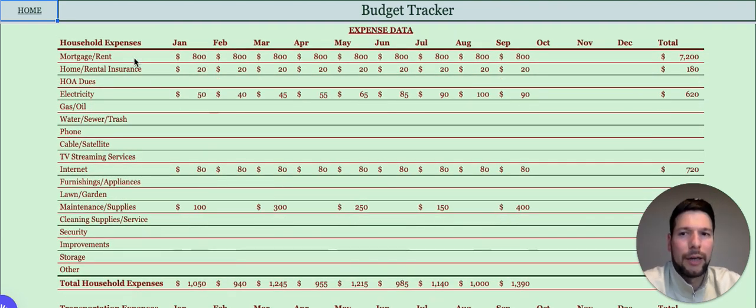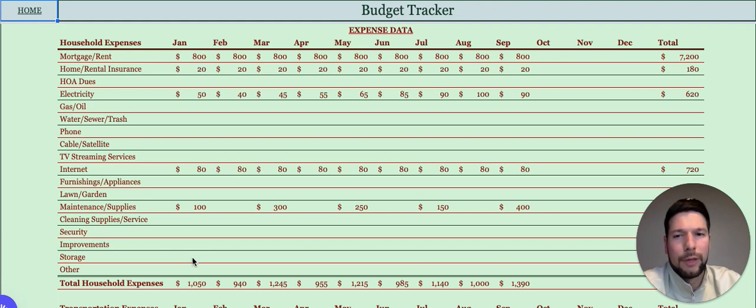So this is what I was talking about. You have the high-level category of household, but then all the different things that fall under the household category. Things like your mortgage and your rent, your insurance, if you have an HOA, electricity, all the other utilities, and phone and internet, lawn and garden, maintenance, cleaning, home security, all the different things you might be spending.